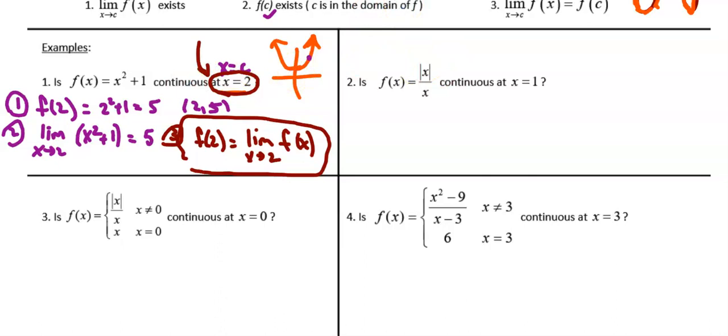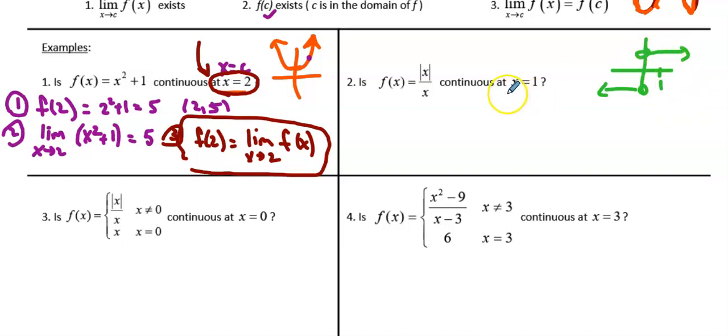So let's go ahead and look at example number 2. Question number 2 says, is f of x equal to the absolute value of x over x continuous at x equals 1? In one of my previous videos, I've already talked about what this function looks like, so we're going to really quickly graph it again. Very straightforward, a parent function we know. It's asking us, is it continuous at x equals 1? If you know what the graph looks like, you know that it's continuous here.